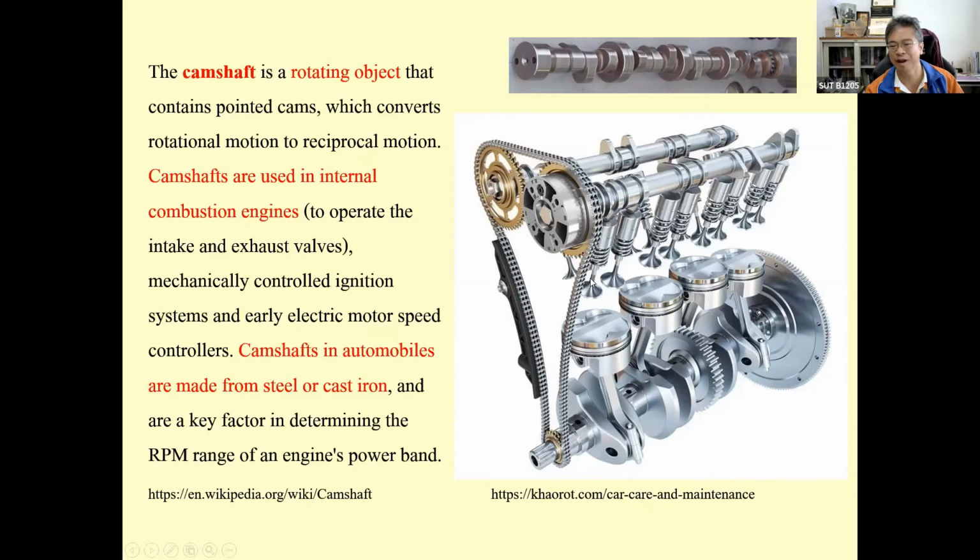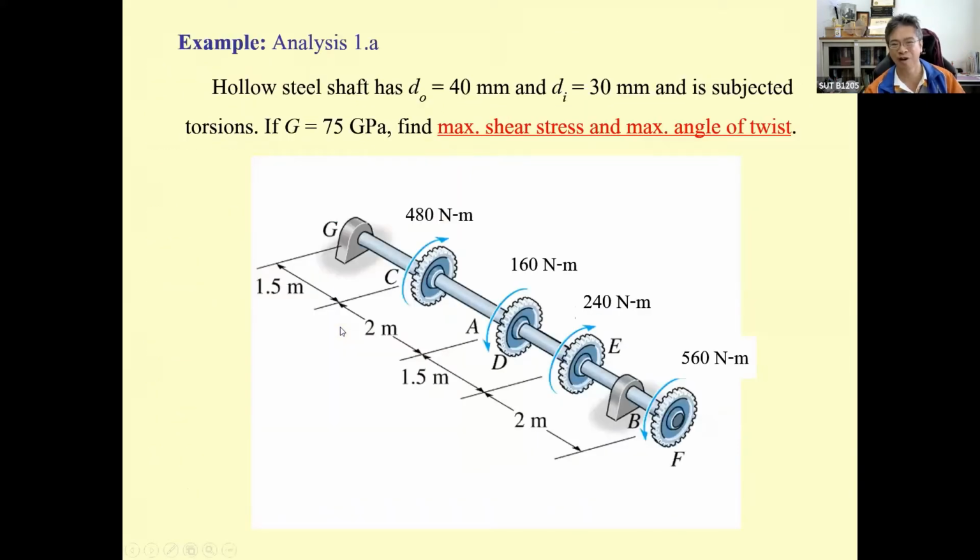This is the real thing. Okay, this is the model of the engine. Take a look at this camshaft for the gasoline engine. This camshaft is used to open the intake valve or the exhaust valve. Let me move to the example. We are going to work on analysis 1.A, analysis 1.B, and we move to the design for our lecture.